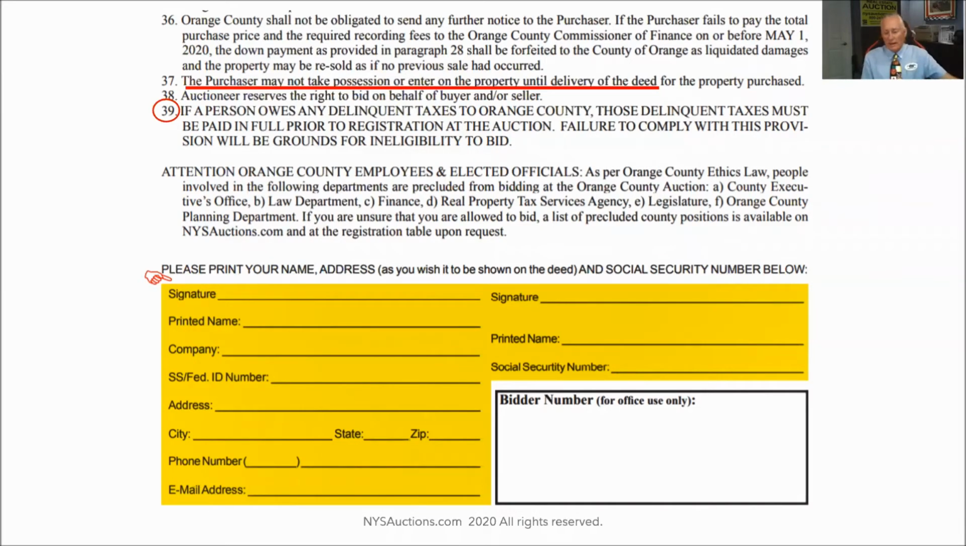And number 39, here's where the county talks about if you owe them delinquent taxes, you kind of have to have that straightened out before you bid. Everyone signs and prints information on the terms and conditions.